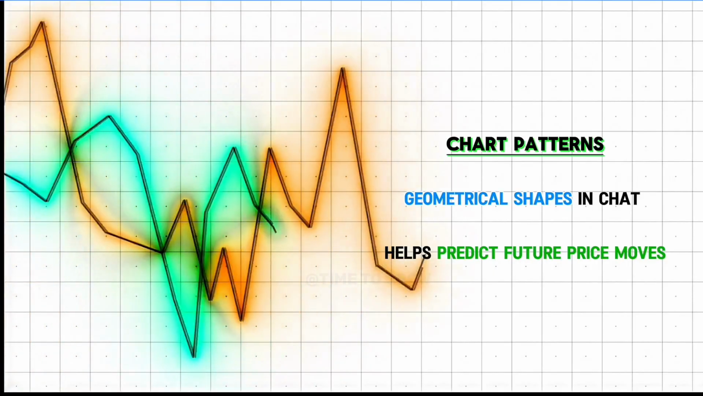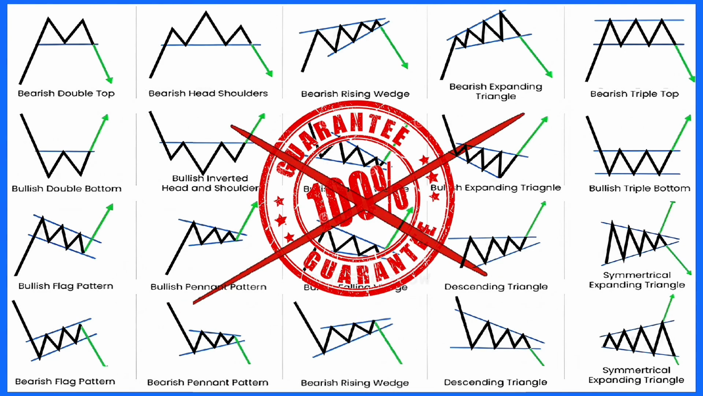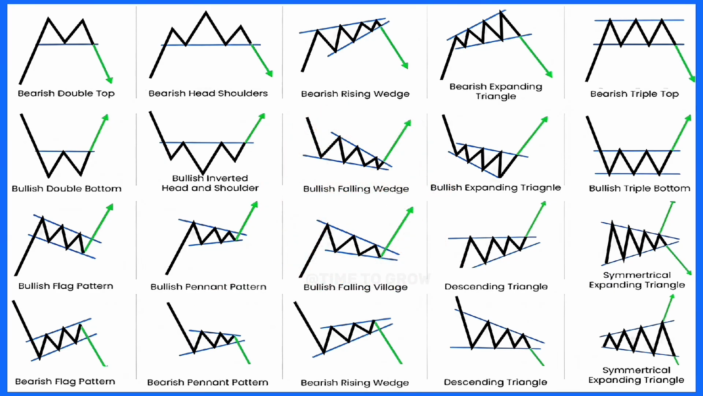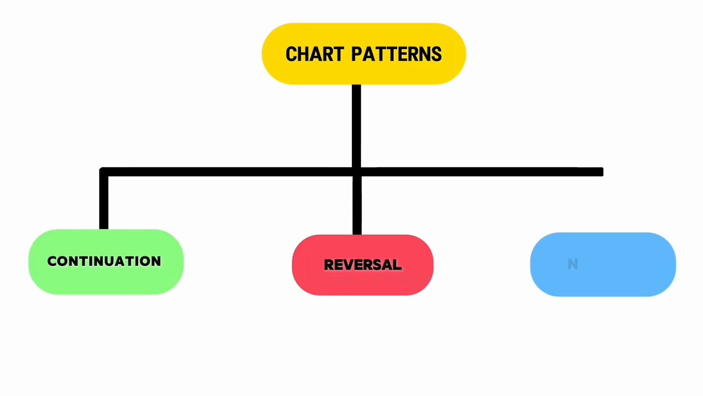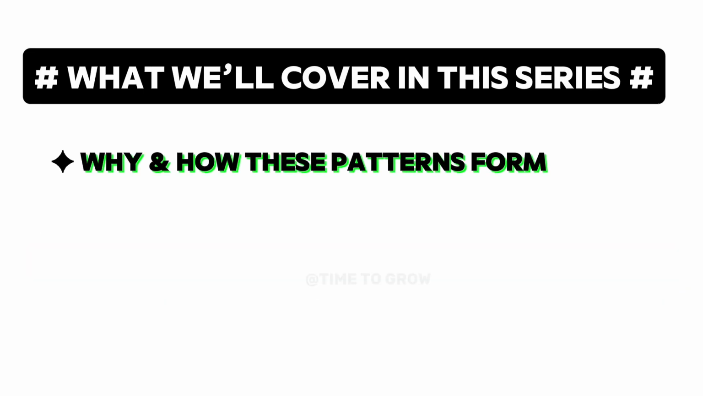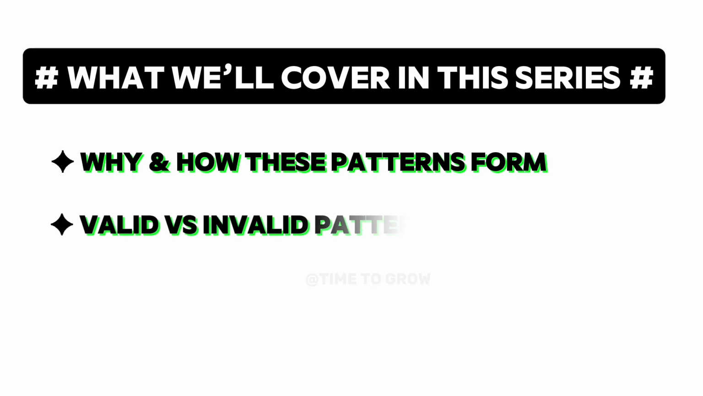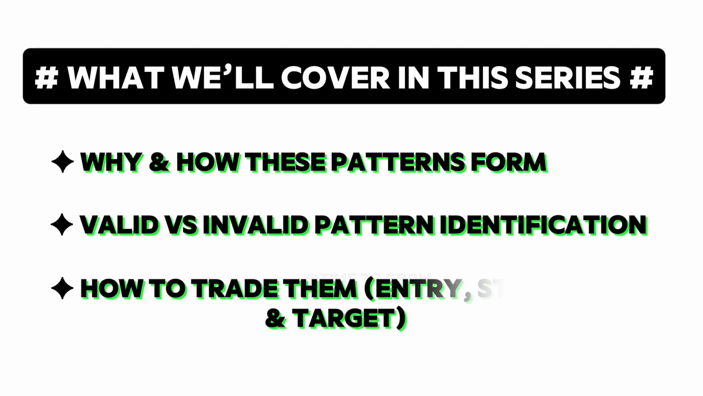However, it's important to note, chart patterns never guarantee market movement. They are not a shortcut to success. Instead, they should always be used together with other forms of market analysis. Generally, chart patterns fall into 3 main categories: continuation patterns, reversal patterns, and neutral patterns. In this series, we'll cover why and how these patterns form, how to identify whether a pattern is valid or invalid, and most importantly, how to trade them by setting proper entry, stop loss, and targets.